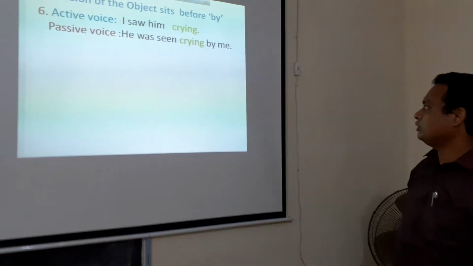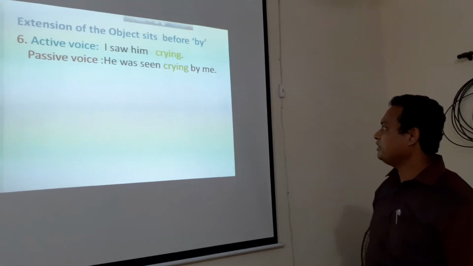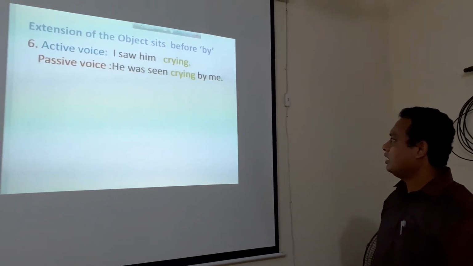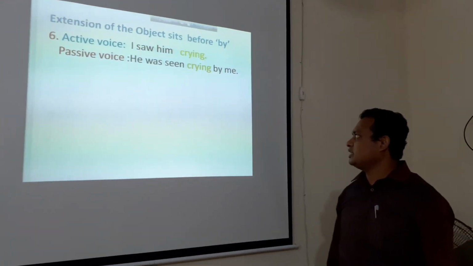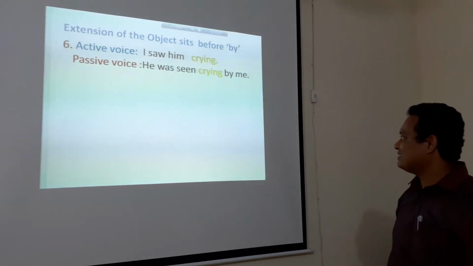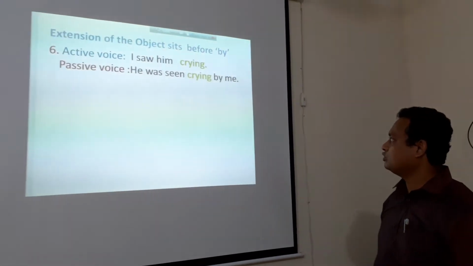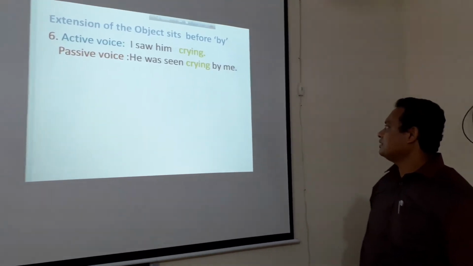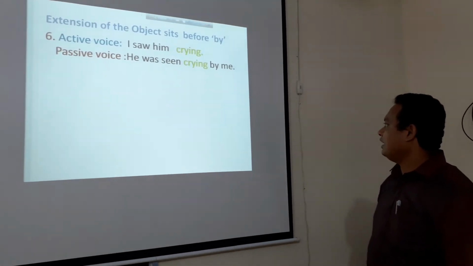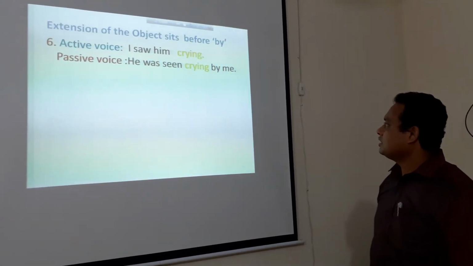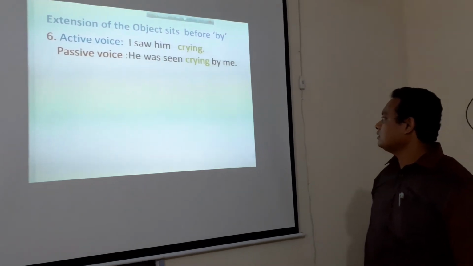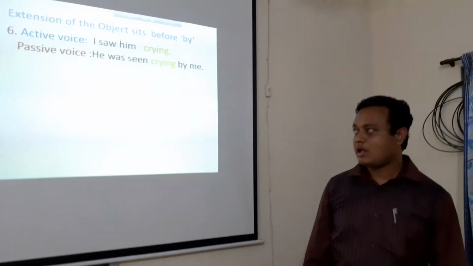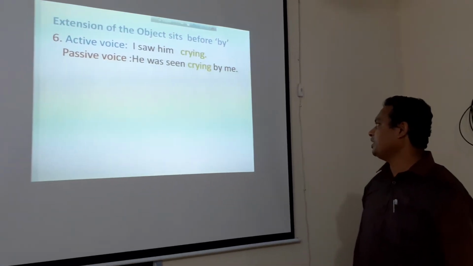So according to rule number 1, him is used as the subject, he. It is past indefinite tense, so was is used as the auxiliary verb, then the main verb, said. Then the extension crying, by is used, then I turns into me.